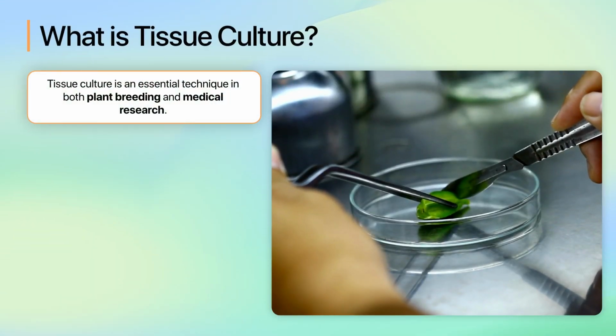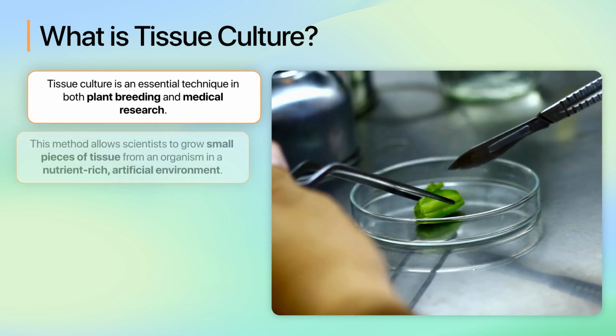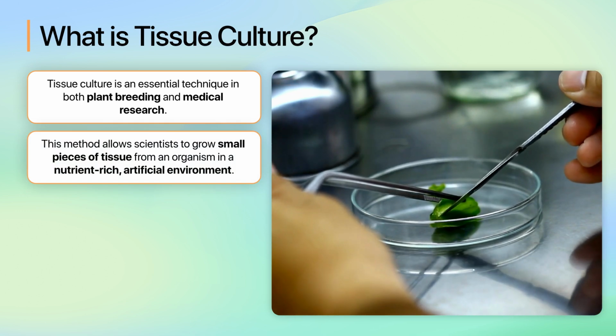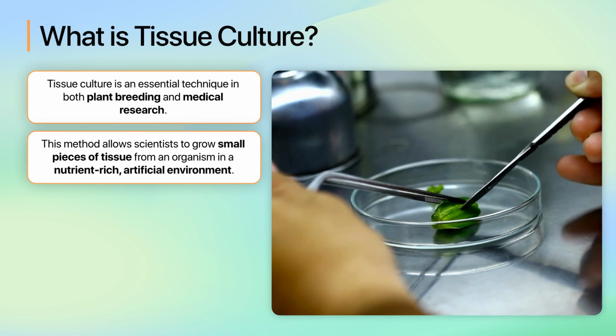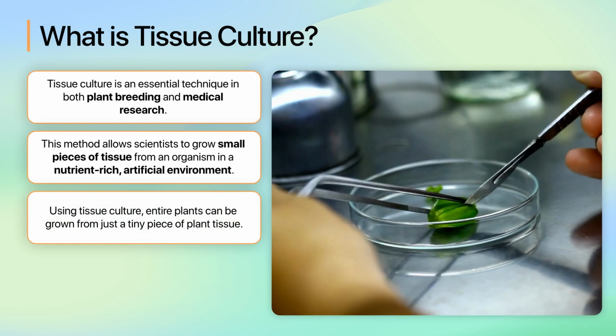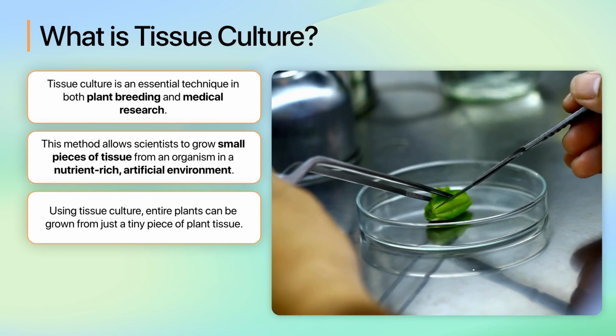Tissue culture is an essential technique in both plant breeding and medical research. This method allows scientists to grow small pieces of tissue from an organism in a nutrient-rich, artificial environment. Using tissue culture, entire plants can be grown from just a tiny piece of plant tissue. Let's explore how this is done for plants and animals.